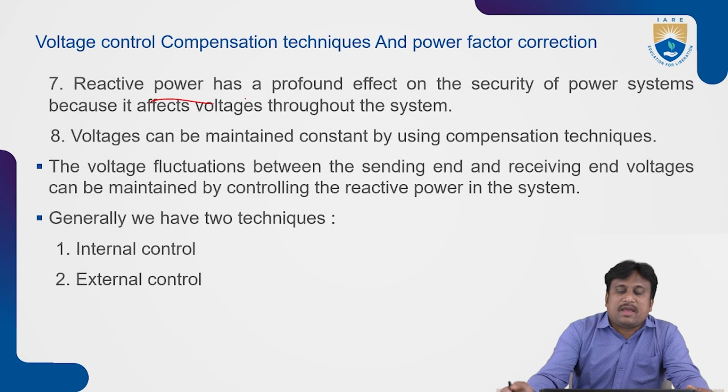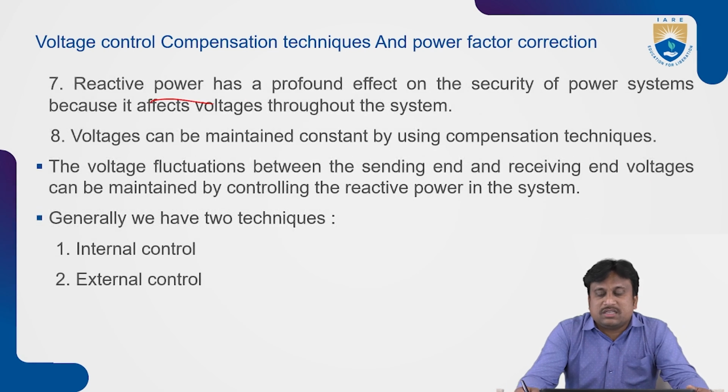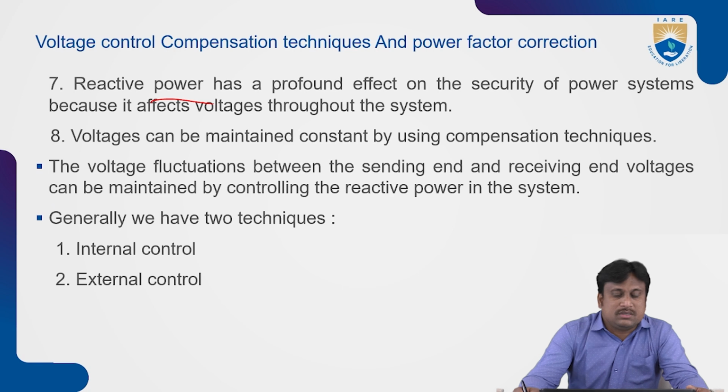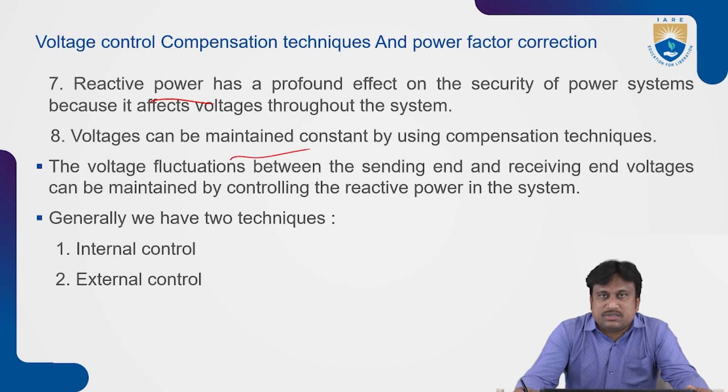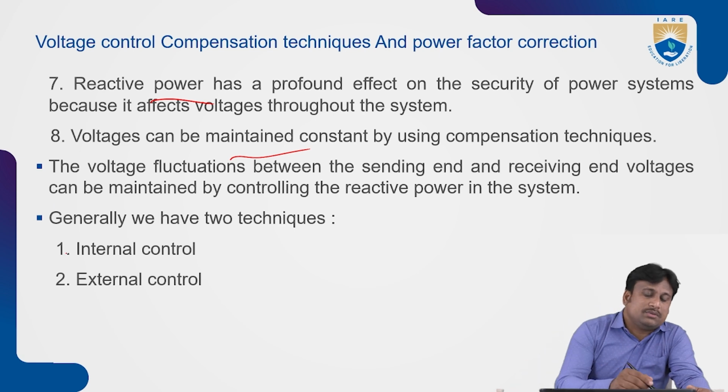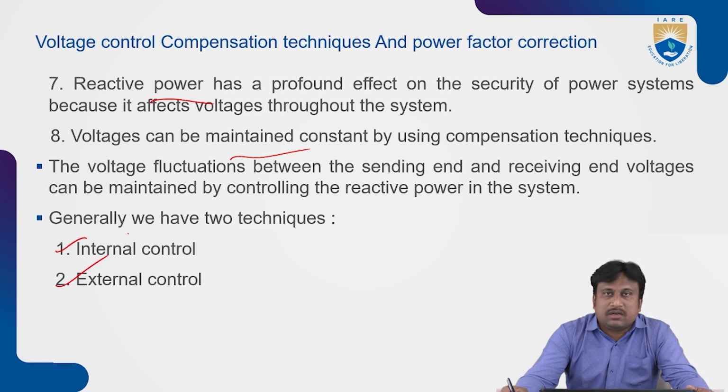Reactive power has a profound effect on the security of power system networks because it affects the voltage throughout the system. Voltage can be maintained constant by using compensation techniques. Voltage fluctuations between the sending end and receiving end can be maintained by controlling the reactive power in the whole system. Generally we have two types: internal control and external control.